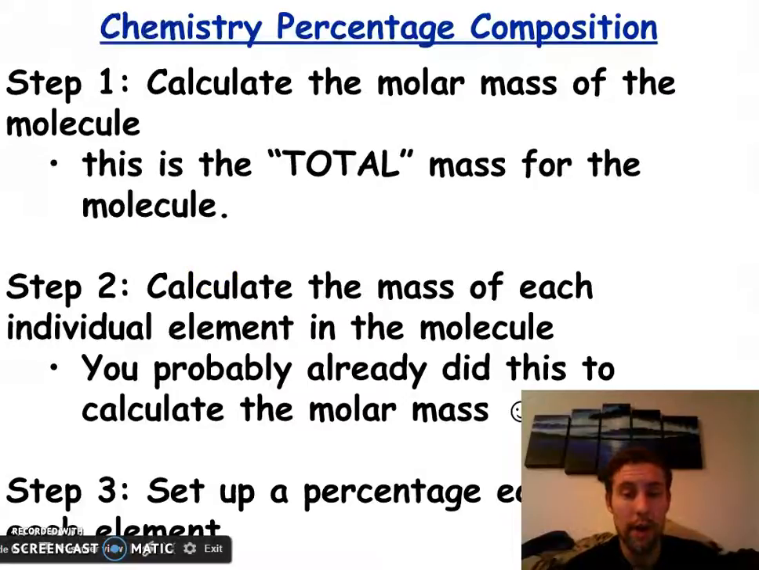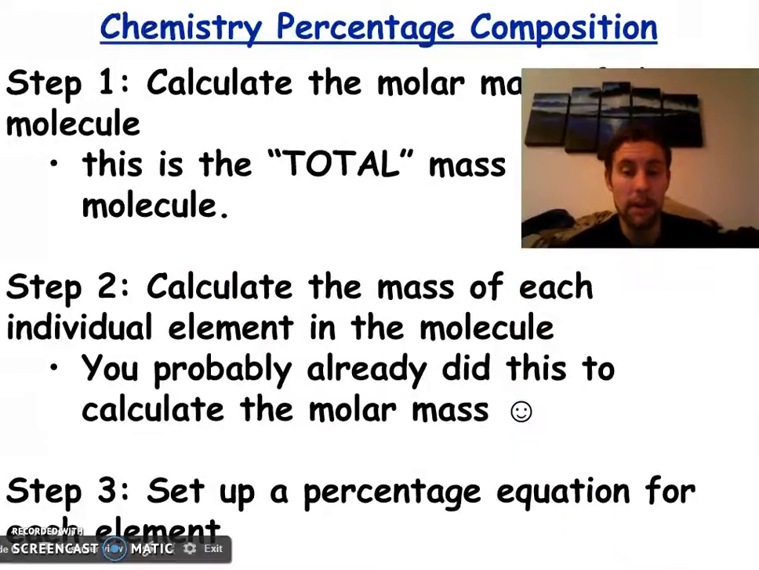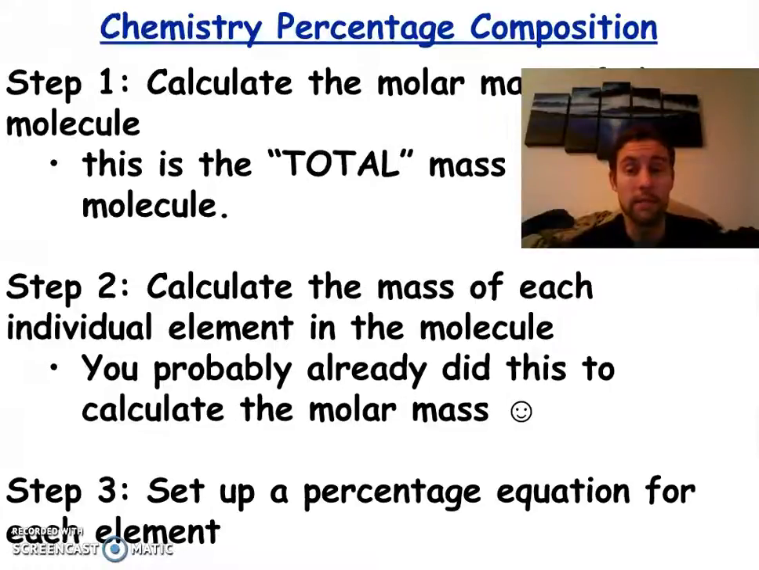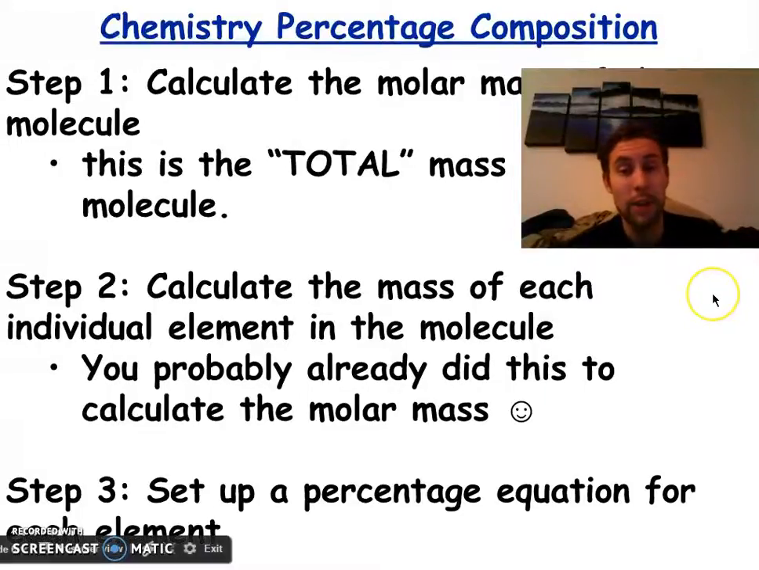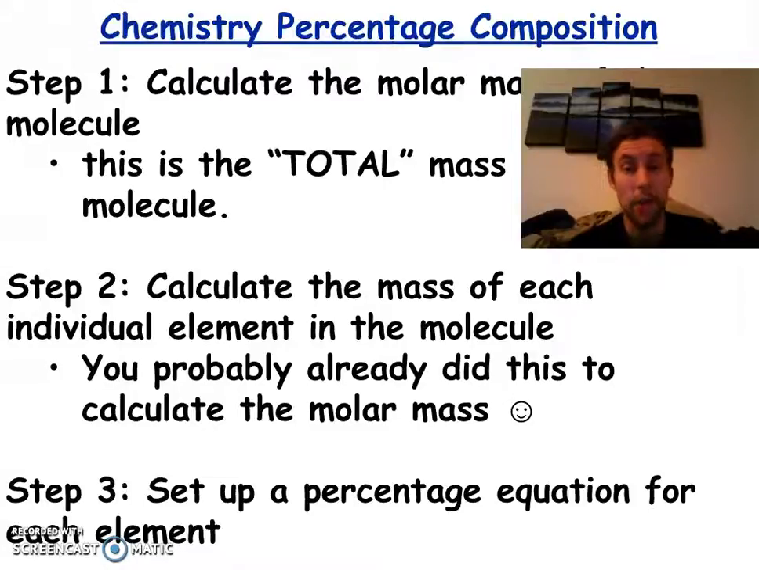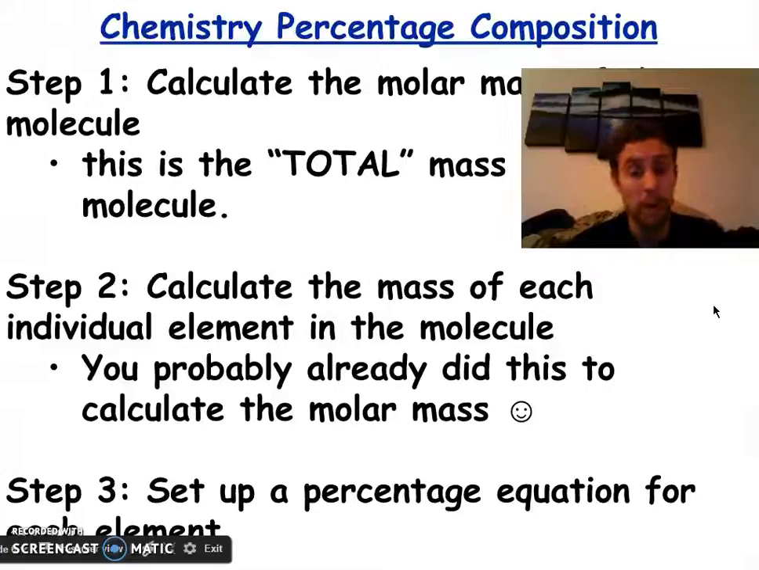Then we need to calculate the mass of each individual element in the molecule. So if it's H2SO4, you might add up all the H's together, and then all the S's together, all the O's together. And you did this individually for step 1 to calculate the molar mass. You just didn't keep them separate. You put them together. So you showed your work on paper. You have this. It'll make it easier. Step 3 is to set up that percentage equation that we used on the last 2 slides: the stuff over total stuff times 100.